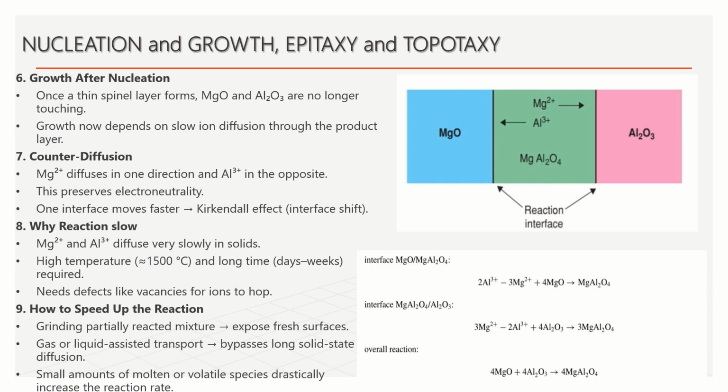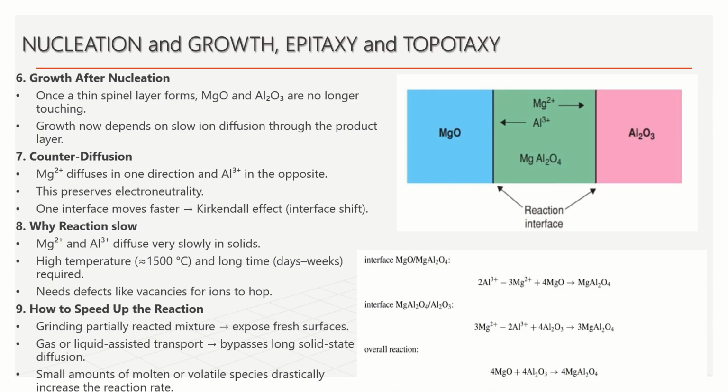Because of the different ion speeds, one interface moves faster than the other. If the two solids are different colors, we can actually see the boundary shift in experiments, and this is known as the Kirkendall effect. This reaction is extremely slow because ions like Mg2+ and Al3+ diffuse very slowly in solids. To make pure spinel, you might need to heat at 1500 degrees Celsius for one whole week. Defects like vacancies help ions to hop from place to place, but hopping is still rare, which is why high temperatures are required. This also explains why solid state reactions sometimes stop before completion.